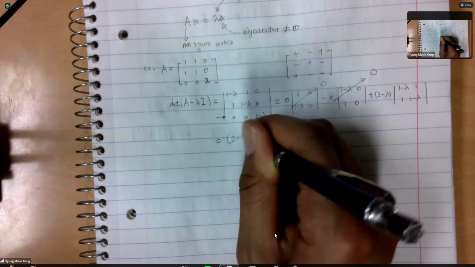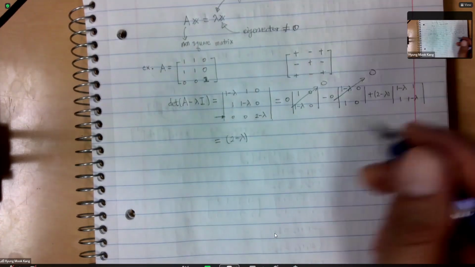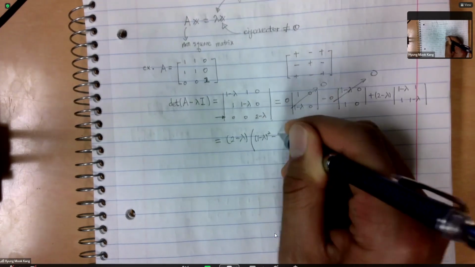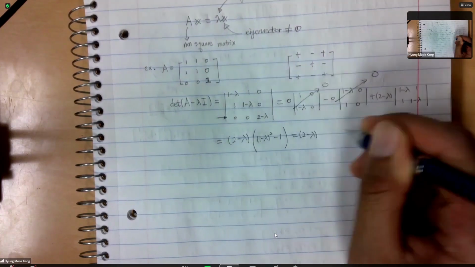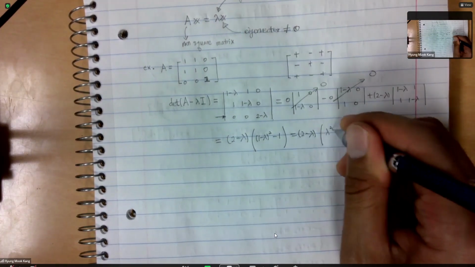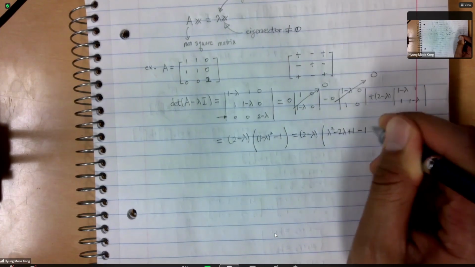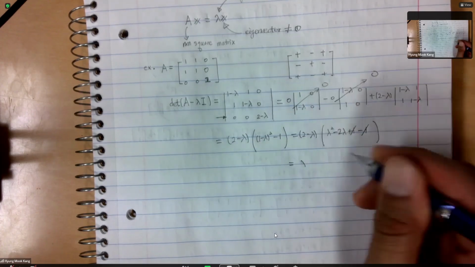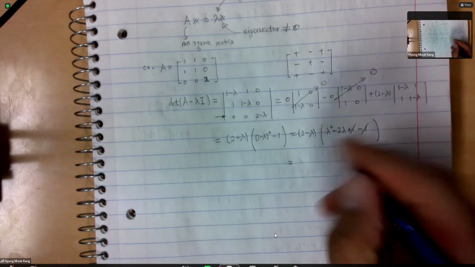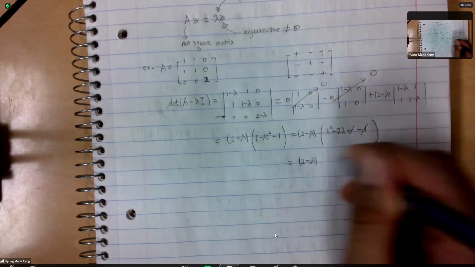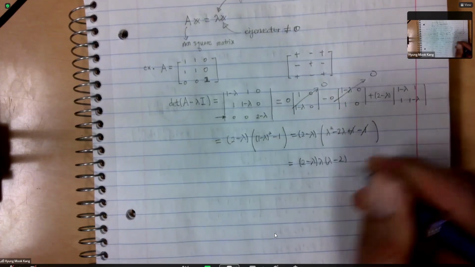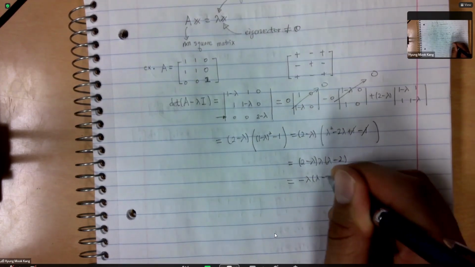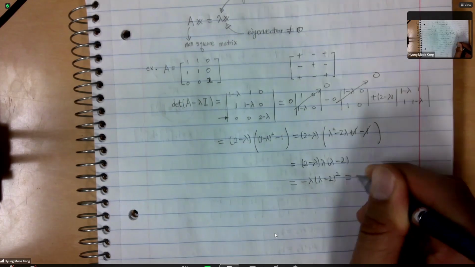We got 2 minus lambda. For a 2 by 2 matrix, the determinant follows the ad minus bc rule, so 1 minus lambda squared minus 1. So we got 2 minus lambda, and lambda squared minus 2 lambda plus 1 minus 1. This goes away. So we got lambda, 2 minus lambda, and lambda minus 2. Fancy it up, taking a negative sign out: negative lambda, and lambda minus 2 squared. This should be 0.